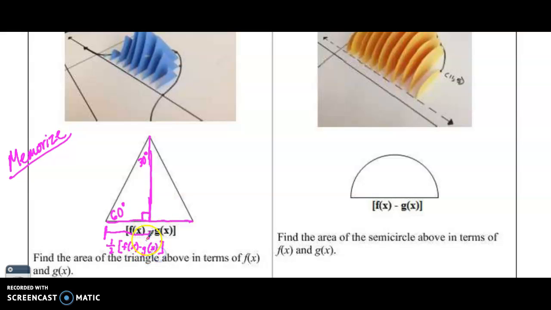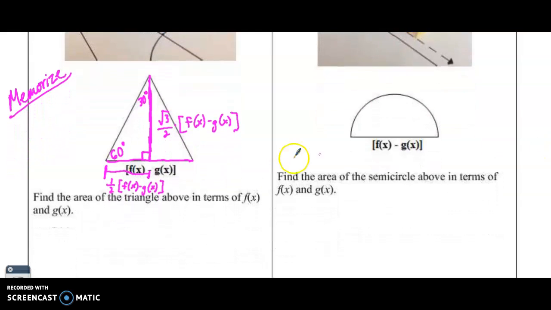And I hope you remember from Algebra 2, even in pre-calc, that the long leg, the height in this triangle, is the short leg times √3. So all I did is I took the short leg, which is 1/2 f of x minus g of x, times the √3, so it's √3/2 f of x minus g of x. Then as you think about what the area of a triangle is, it's still 1/2 times the base times the height.